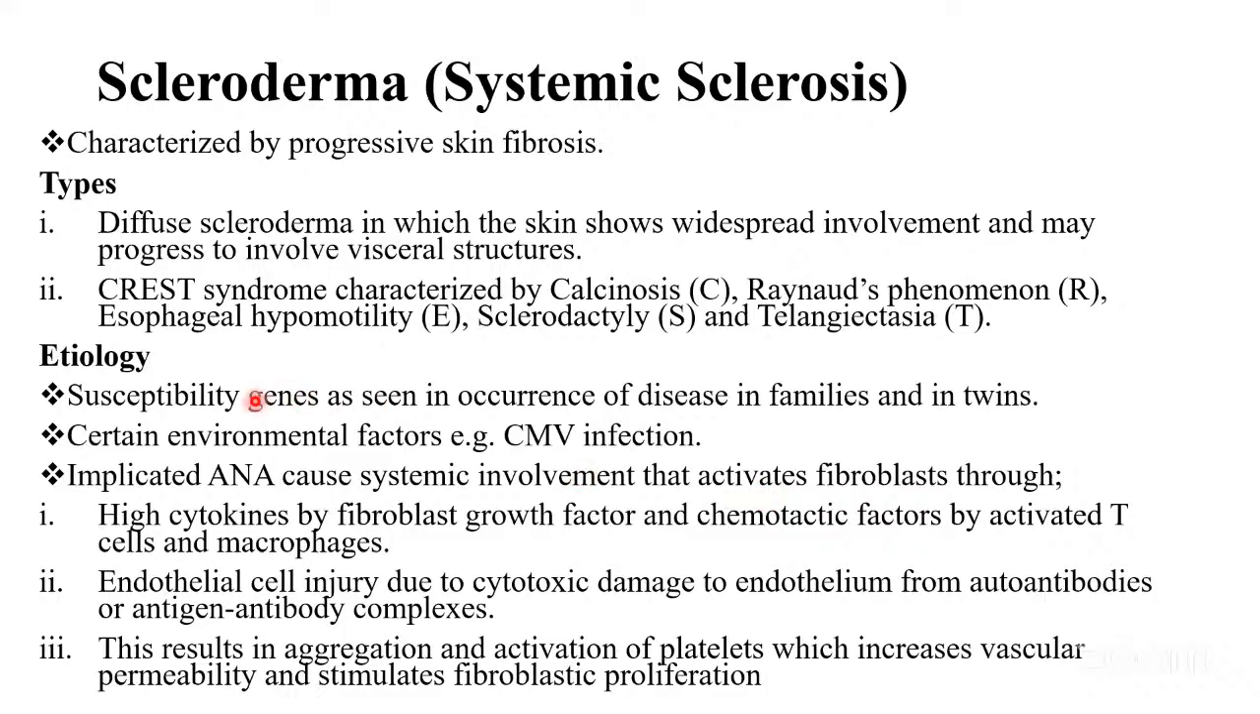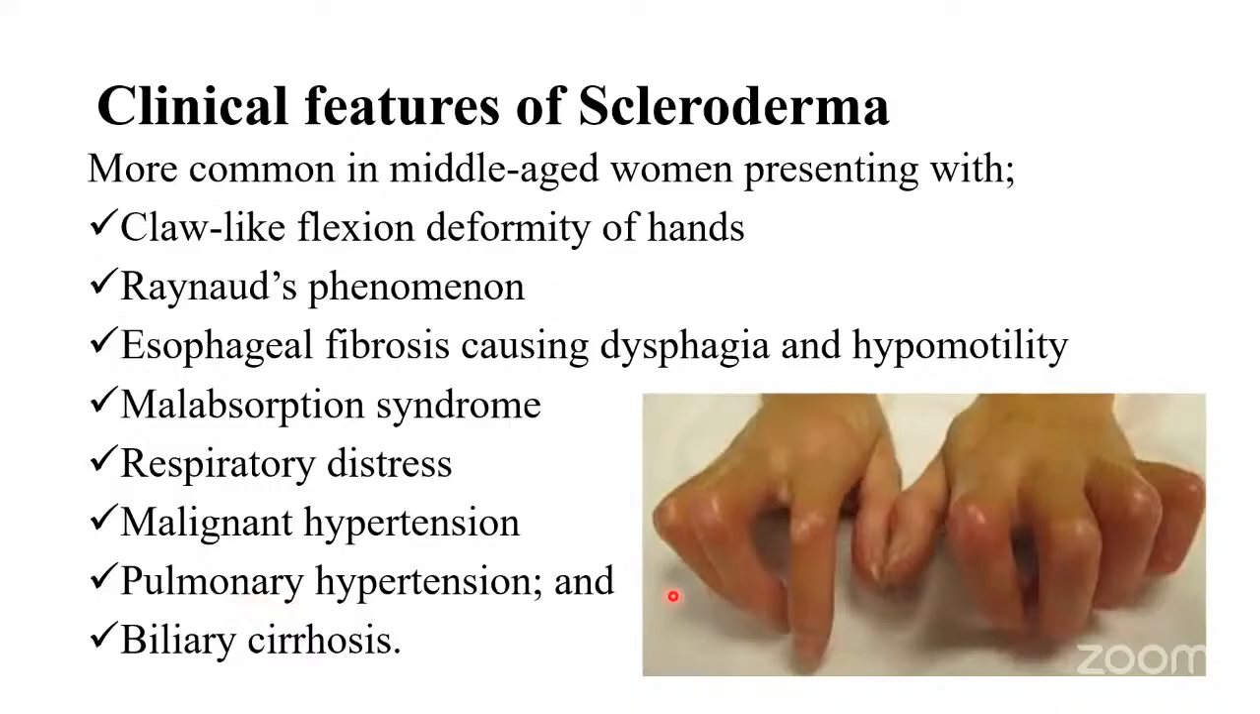The etiology is genetic, and will also have infectious implications such as cytomegalovirus, and you can test for that using the ANA test or antinuclear antibody test. And this is the mechanism through which it is working. And you can see these pictures here.